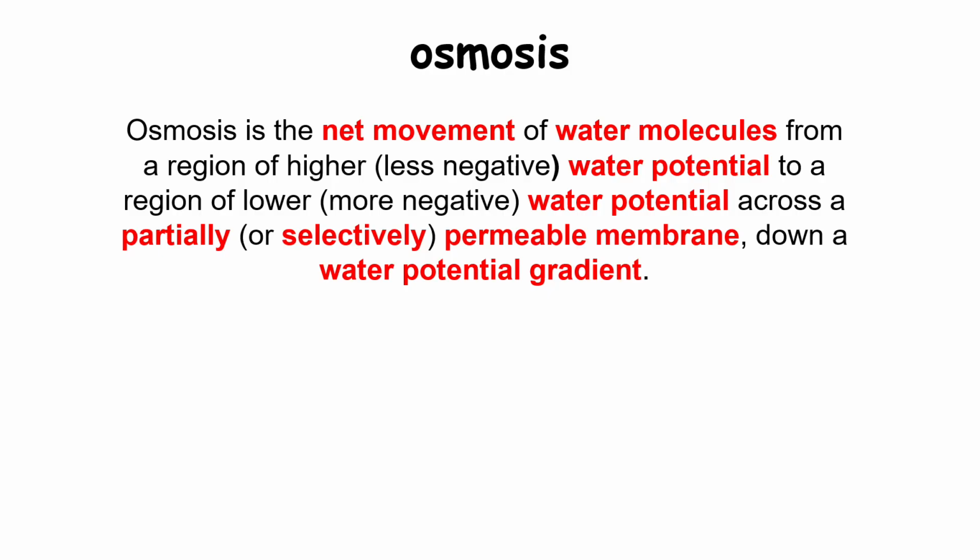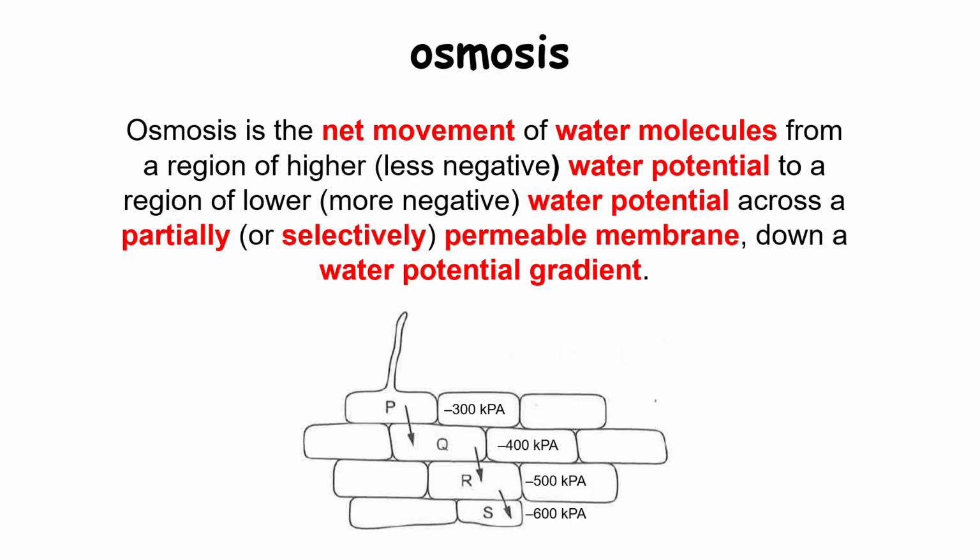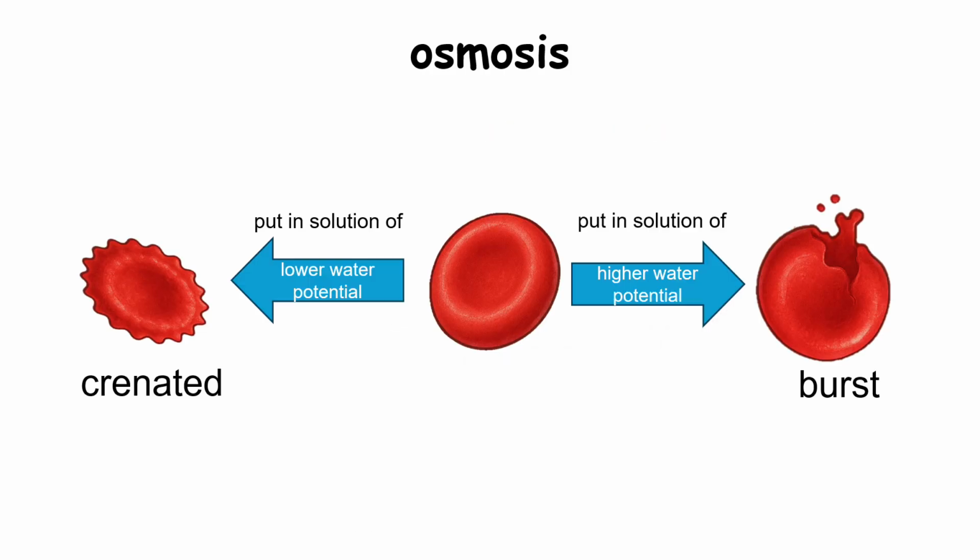Osmosis is the net movement of water molecules from higher water potential to lower water potential across a partially permeable membrane. It is important to take note that water potential is always negative. Hence, water molecules move from less negative, negative 300, to negative 600 pressure in this diagram. You will have to know the effect of osmosis on living cells.